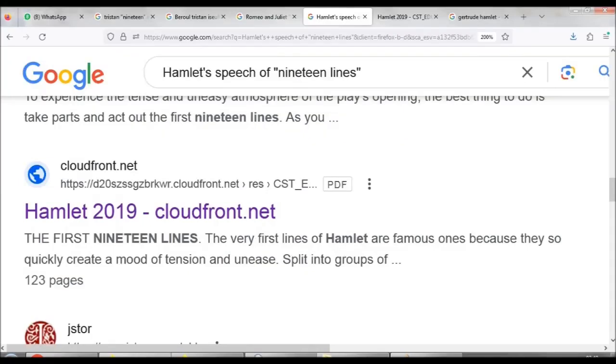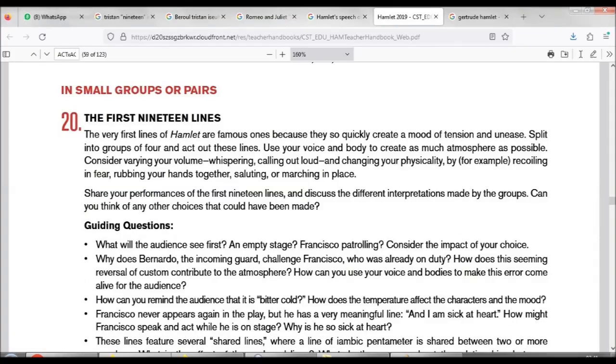Now let's go back to Hamlet. To Hamlet, what do we see? The first 19 lines, the very first lines of Hamlet are famous ones because they so quickly create the mood of tension and unease. So we see the first 19 lines are important. Yes? And many people have actually pointed this out. Yes? That's one place. There's other places where many people have done even analysis and everything to show that the 19 lines are very important.